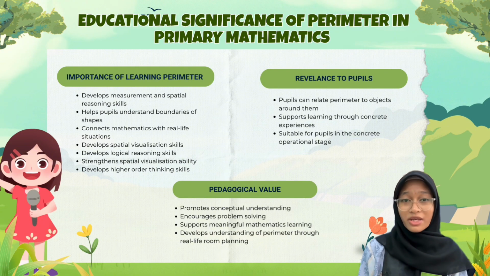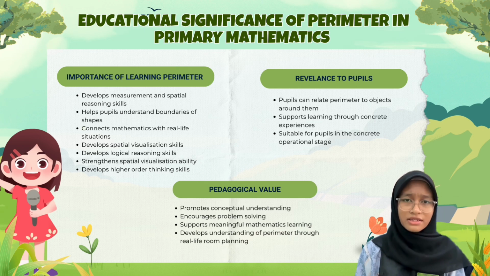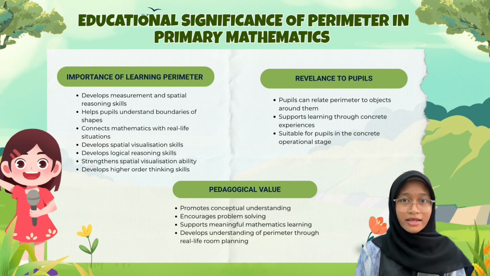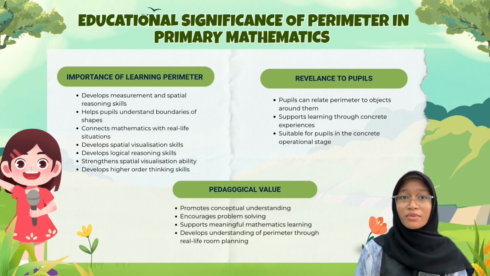It develops spatial visualization and logical reasoning skills as pupils need to analyze shapes and determine which sides to measure. In terms of relevance, pupils can relate perimeter to objects around them and learn through concrete experience, which is suitable for pupils in the concrete operational stage. From a pedagogical perspective, this lesson promotes conceptual understanding, encourages problem solving, supports meaningful mathematics learning, and helps pupils to understand perimeter through real-life room planning activities.